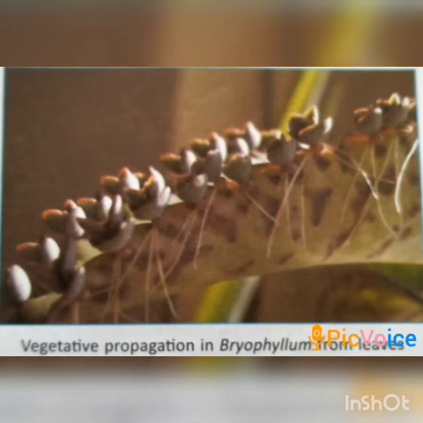Now, vegetative propagation from leaves. Leaves of Bryophyllum have leaf buds in the notches of the leaves, and these buds develop into tiny plantlets, and those plantlets can grow into new plants when they come in contact with moist soil. Once again, students, the leaves of Bryophyllum have leaf buds in their notches, and these buds develop into tiny plantlets which grow into new plants when they come in contact with moist soil.